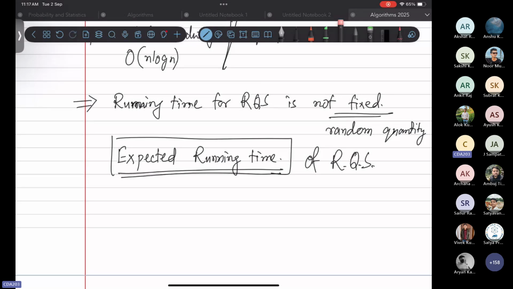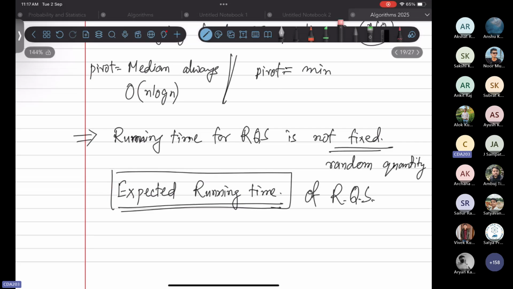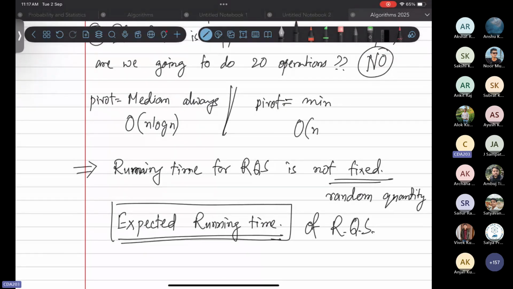But before I do all the calculations, let me ask you, what is your guess? The expected running time. So I know in a bad case, it can be O of n squared, right? Or in a good case, it could be n log n. Which one do you think, expected means on an average? On an average, which one do you think should be the expected running time of randomized quicksort? Any guesses?